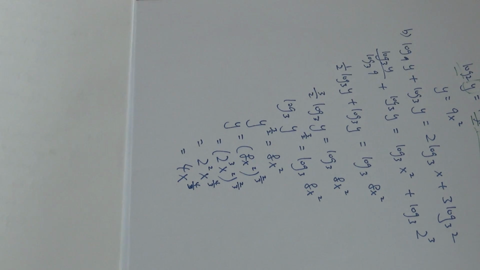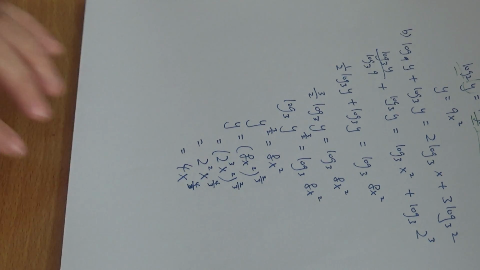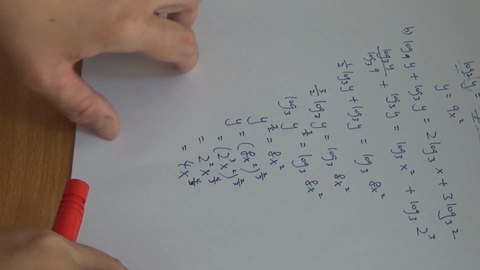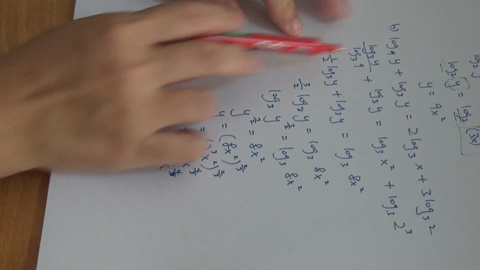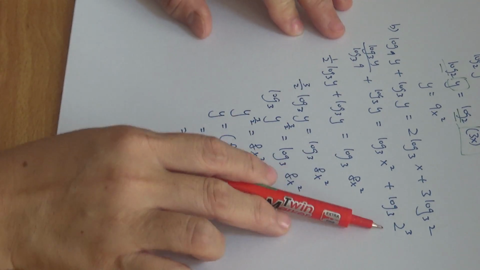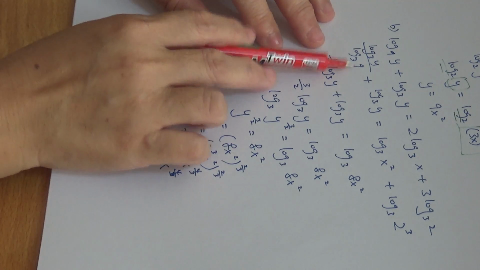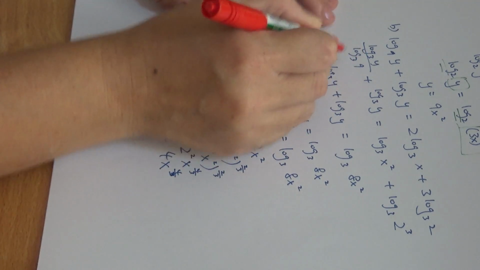17b looks terrible, okay, but I'm going to explain to you step by step. Now let's take a look at 17b. We change to base 3. We bring the power up, then we simplify. Now how did I get to this?